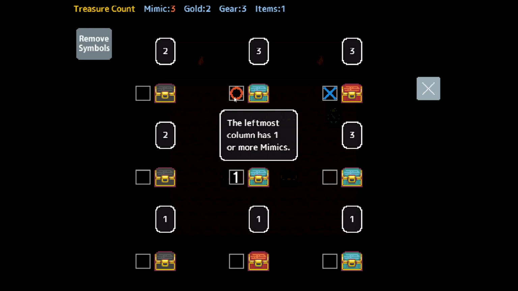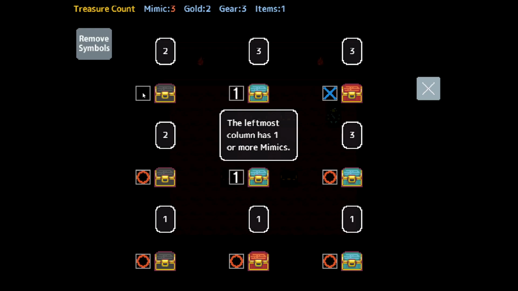Let's see, if this one is telling the truth. It cannot be both of the other threes. One of the threes has to be truthful, because either the middle box is a mimic, or it's telling the truth and there's a mimic on the left column. So imagine if this is it. The middle would then have to be a mimic. And this would have to be a mimic. Yeah, that's true. That's true. And that's true. Works. That's true. That's true.